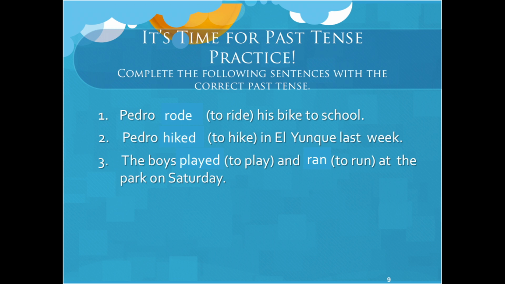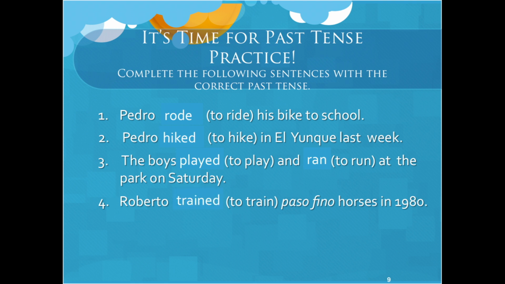That's right, Betsy. And this next sentence I especially like. Roberto to train Pasofino horses in 1980. So the past tense of to train, I think it's a regular verb. That's correct. So what do we do? Roberto trained, add an ed to it. Roberto trained Pasofino horses in 1980. Good job, Gail. Let's go to the last one.